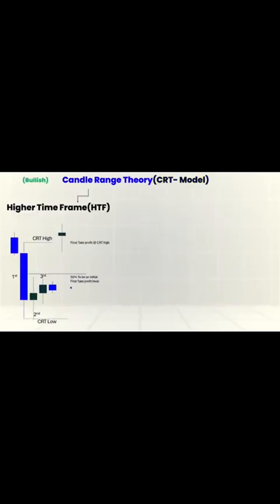This is the higher time frame. This is the higher time frame setup. We have the first candlestick, which in this case is a bearish candlestick.